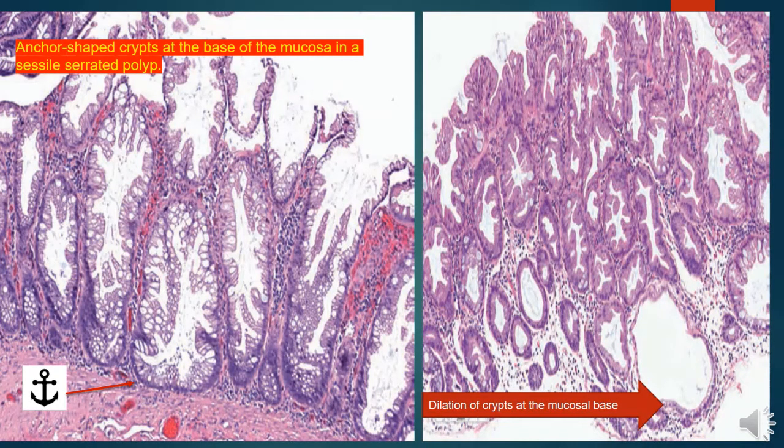The histological view shows clear serrations, the infoldings on the luminal side of the glands of the crypts, and characteristically, you will see the anchor-shaped crypts at the base of the mucosa in a sessile serrated polyp. On the right of the image, you will see there is a dilatation of the crypts at the mucosal base, which is also characteristic for the sessile serrated polyps.